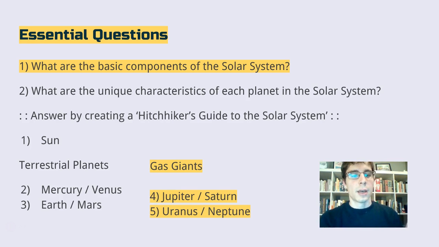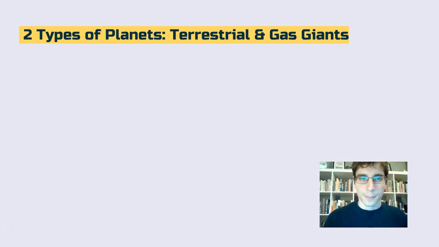So in lesson 1 we did the sun. Lesson 2 we did terrestrial planets, Mercury, Venus, Earth, Mars. Today we're going to wrap up all of the 8 planets with Jupiter, Saturn, Uranus, and Neptune. Okay. So again, we're going to go back and look at our definitions. We've got 2 types of planets, terrestrial and gas giants.